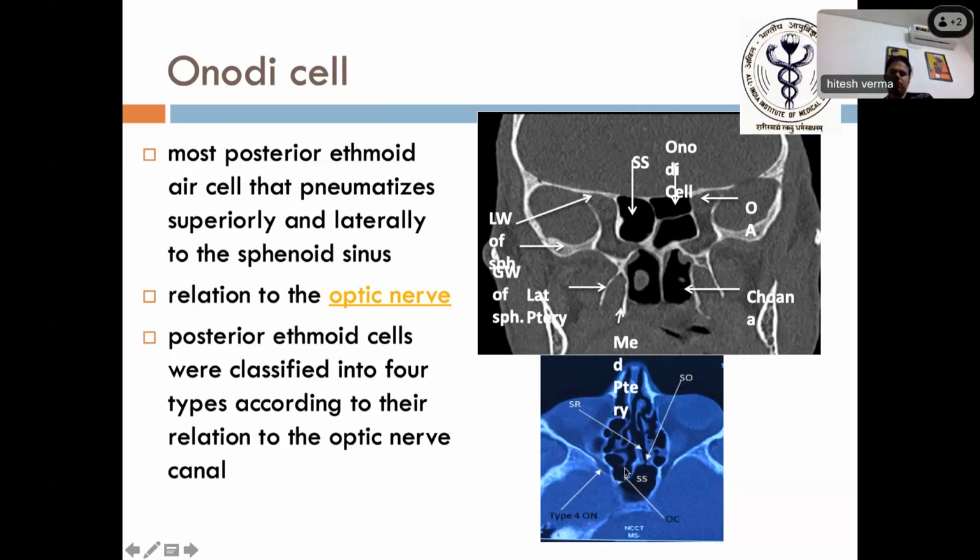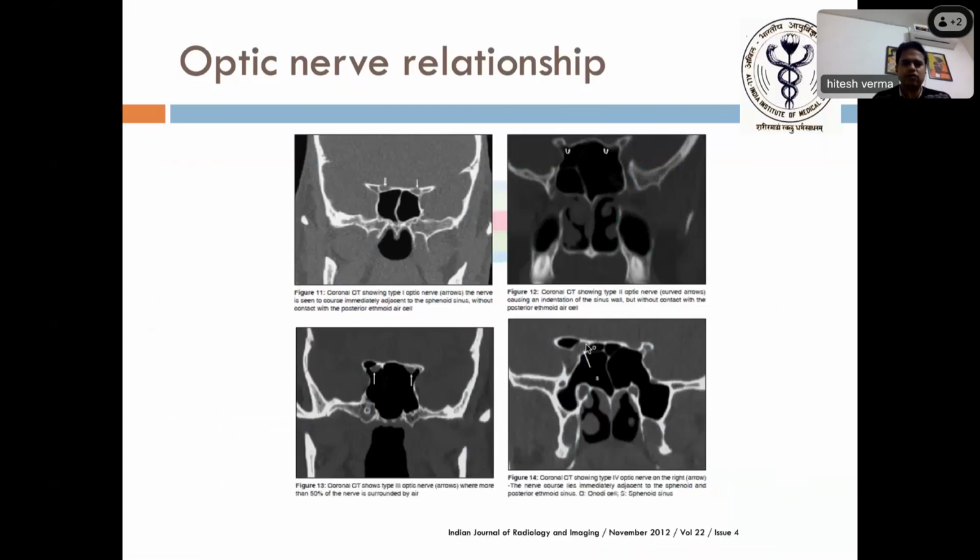So if someone is thinking this is a sphenoid sinus and the person is approaching laterally, in that case, there is a risk of injury to the optic nerve if the optic nerve is dehiscent or prolapsing within the sinus. So the optic nerve is divided into 4 types on the basis of its relationship with the ONODs, the relationship with the sphenoid sinus. When there is no indentation, type 1; with some indentation, type 2; when there is significant prolapse within the sphenoid sinus, type 3; when it is present with the ONOD cell, that is known as type 4.